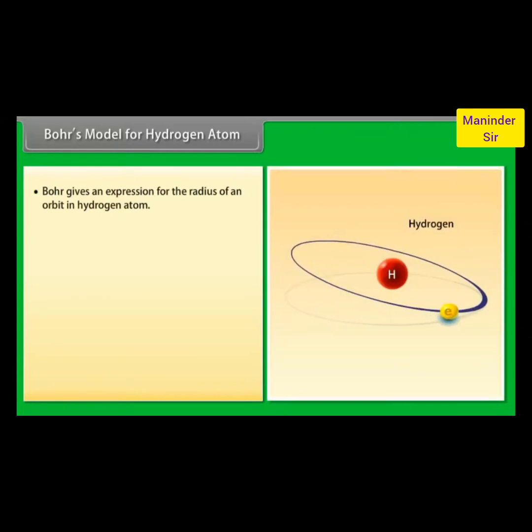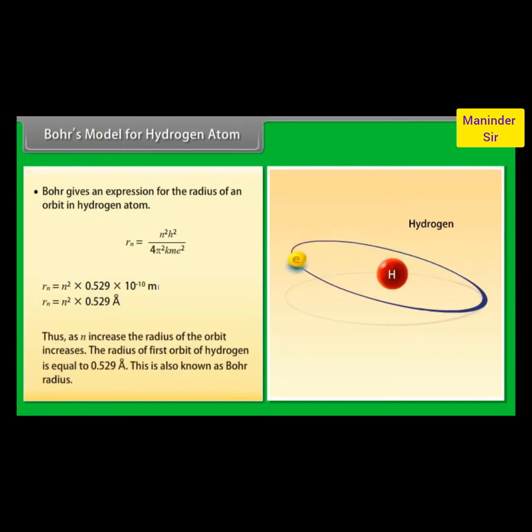Bohr gives an expression for the radius of an orbit in hydrogen atom. Rn is equal to n² into h² divided by 4 into pi² into k into m into e². Rn is equal to n² into 0.529 into 10 raised to minus 10 meter. Rn is equal to n² into 0.529 angstrom. Thus, as n increases, the radius of the orbit increases. The radius of first orbit of hydrogen is equal to 0.529 angstrom. This is also known as Bohr's radius.